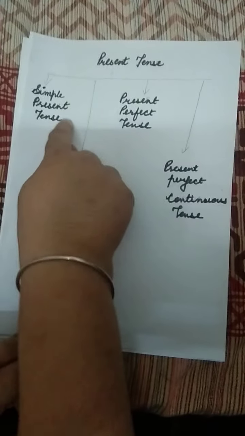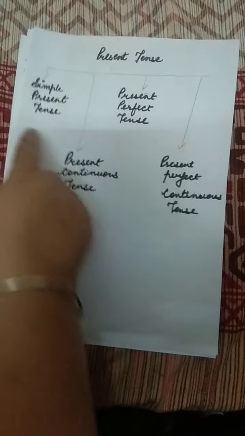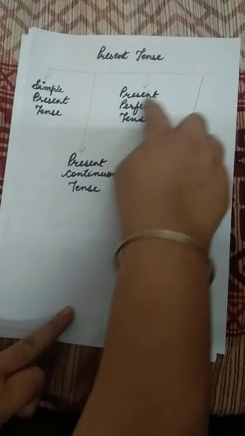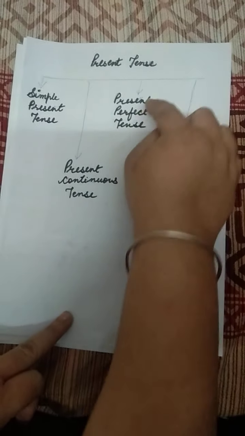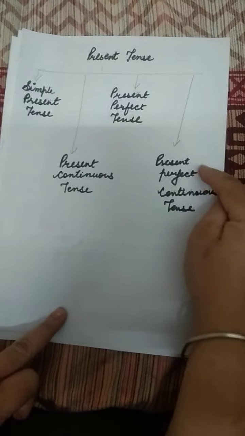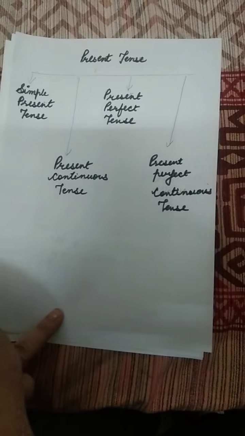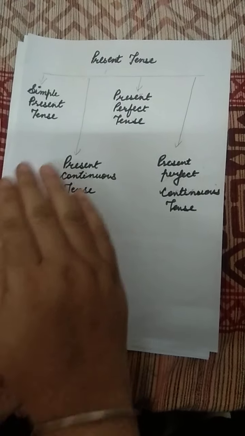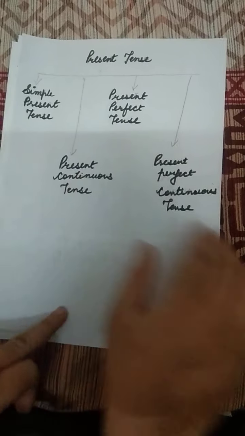So here are four further parts of present tense. First one is simple present tense, present continuous tense, present perfect tense and present perfect continuous tense. So we have come to know present tense has four parts.